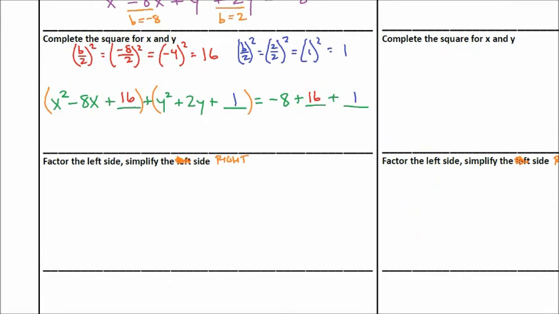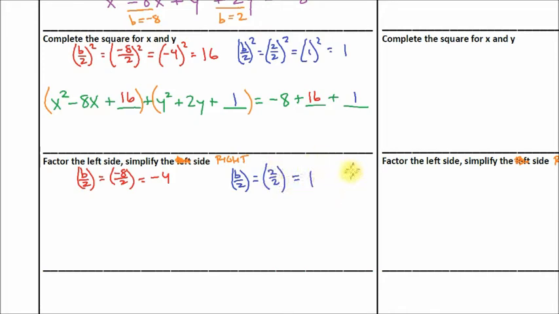Remember, when we factor, we're going to have to find b over 2 for the x side. Our b value hasn't changed. It's still negative 8. That's going to be negative 8 over 2, which is negative 4. And then let's find b over 2 for our y terms. Our b value was positive 2.